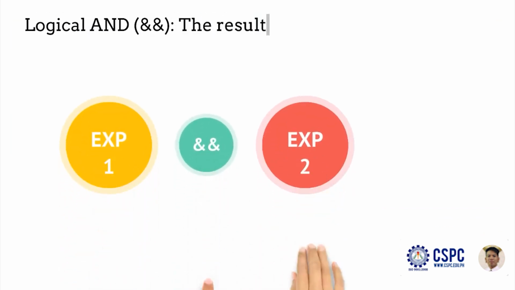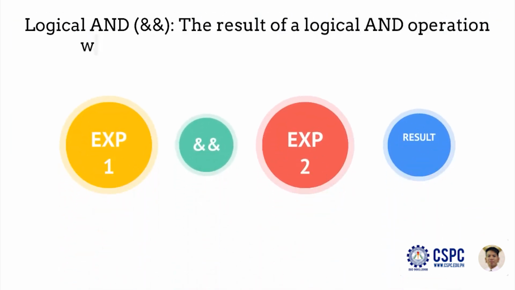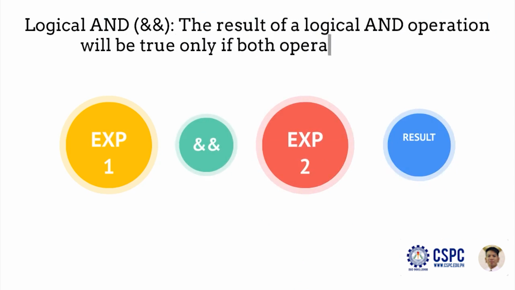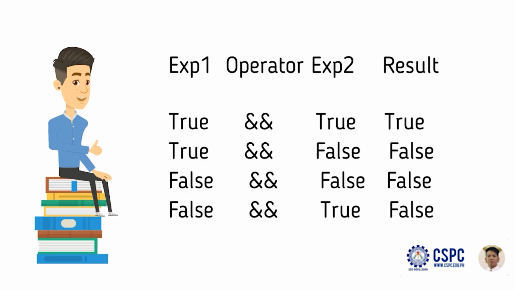Logical AND. The result of a logical AND operation will be true only if both operands are true. Expression 1 on the left-hand side will be compared with the right-hand side expression. The results of logical AND operators are: if both expressions are true, then the result will be true. If either of the two expressions is false, then the result will always be false. And if both expressions are false, then the result will always be false.